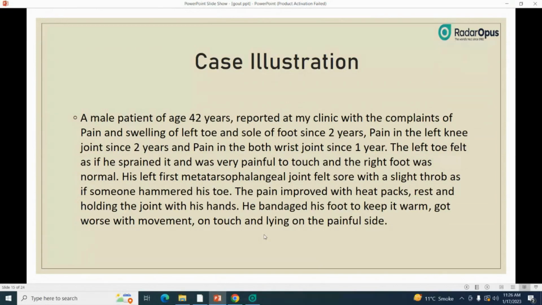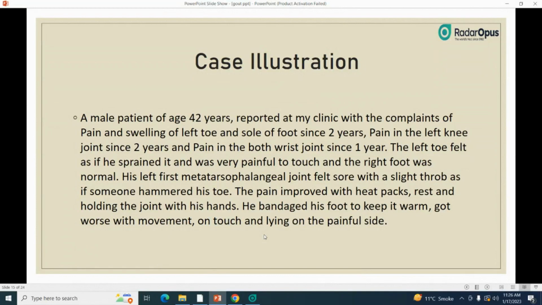A male patient, aged 42 years, reported at my clinic with a complaint of pain and swelling of the left toe and sole of the foot since 2 years, pain in the left knee joint since 2 years, and pain in both wrist joints since 1 year. The left toe felt as if he had sprained it and was very painful to touch. The right toe was normal.